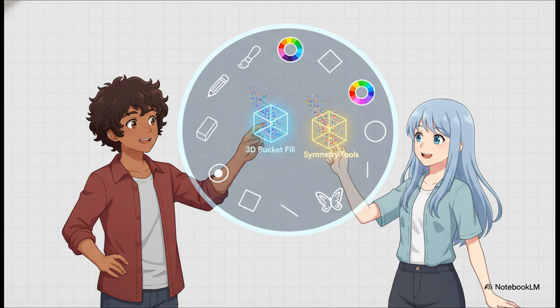But the real magic is in the clever stuff. There's a 3D bucket fill that lets you color entire chunks at once, and the symmetry tools, they can literally cut your modeling time in half. It's a tool set that feels comfortable, but is built specifically for this 2D to 3D workflow.